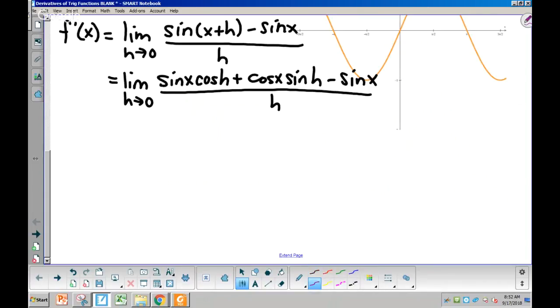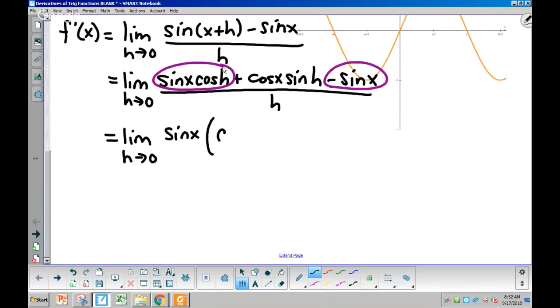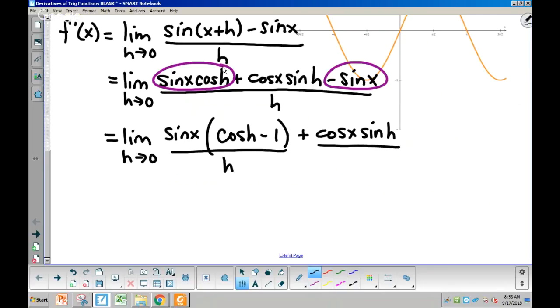Now, I'm going to do some creative factoring. I'm going to take this term and this term and factor a sine x out of it. The limit as h goes to 0 of sine x times what's left on top, cosine h minus 1, plus cosine x sine h. And at the same time, I'm going to bust up the fraction and say this is over h and this is over h.